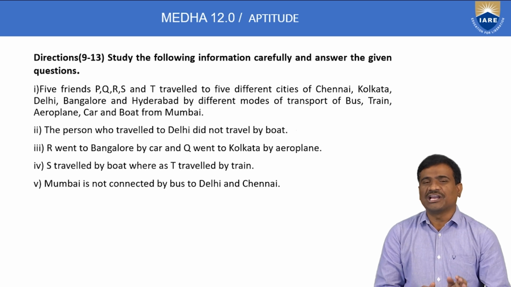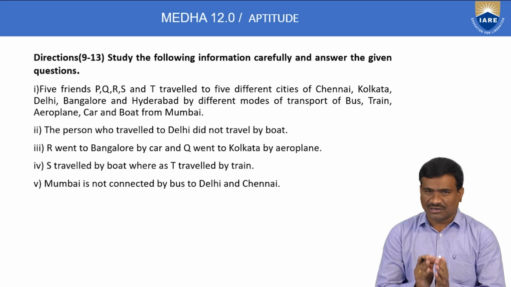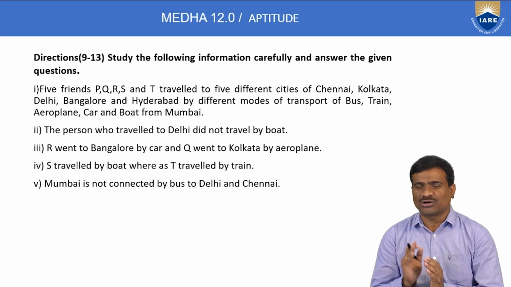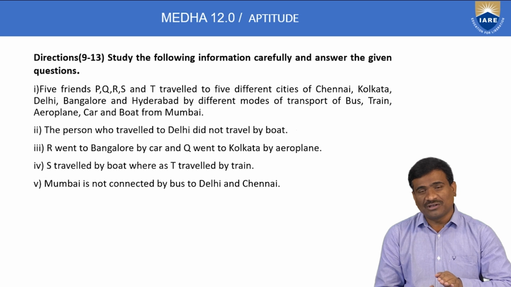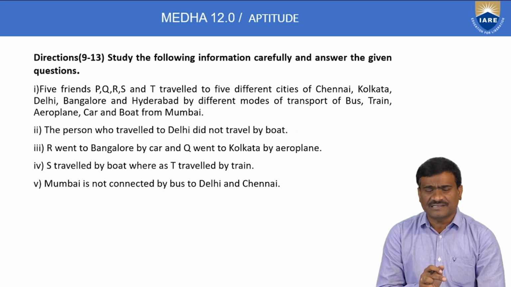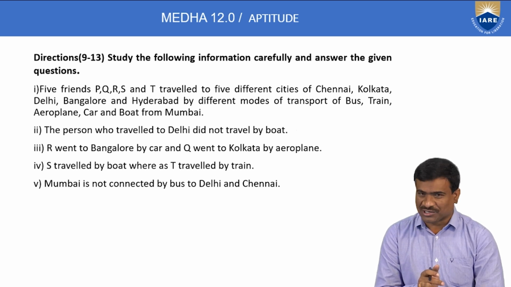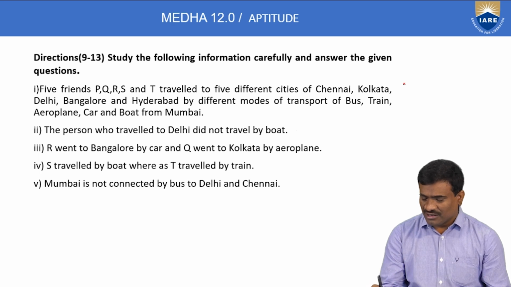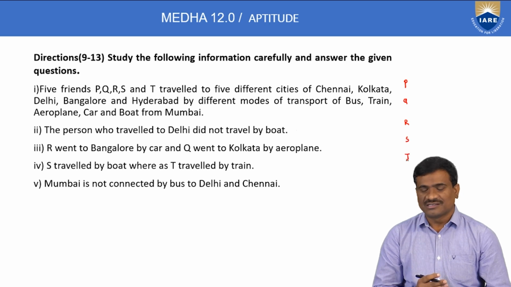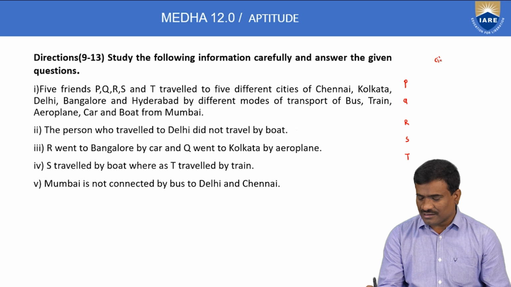Method: using the above statements, draw one table. First condition, second condition and third condition. This problem uses only 3 conditions: one is persons, second is cities, third is mode of transportation. In this method, write the persons always in sequence order: P, Q, R, S, T. Second, cities. Third, mode of transportation.